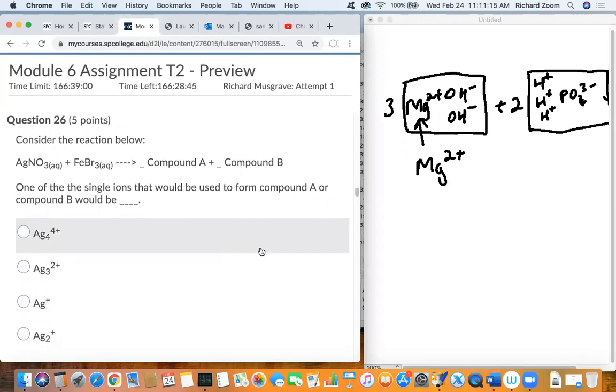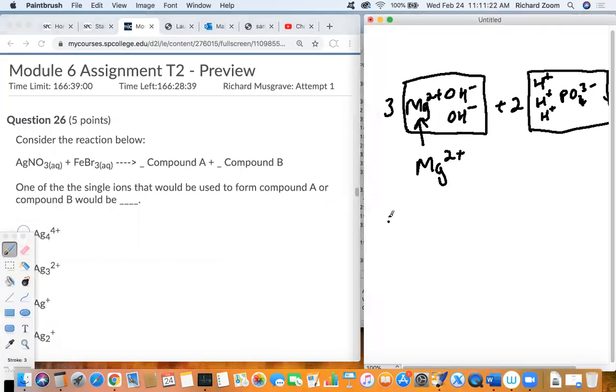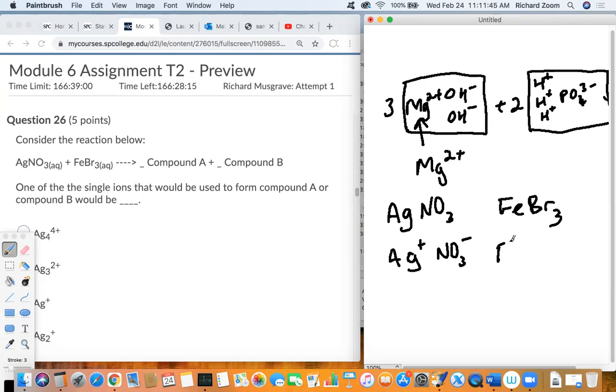I think this is a good one to do as well. This is number 26. We're looking at AgNO3 and FeBr3. So we split this into ions. We'll have Ag+ and NO3-. We know it's Ag+ because NO3 is negative one, and we can get that off the polyatomic ion sheet. On the other side, we've got Fe and 3 Br. That would be negative one on each of those, which makes the iron 3+. Does anybody have any questions about any of this so far?